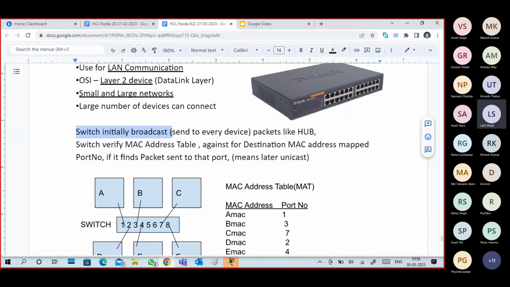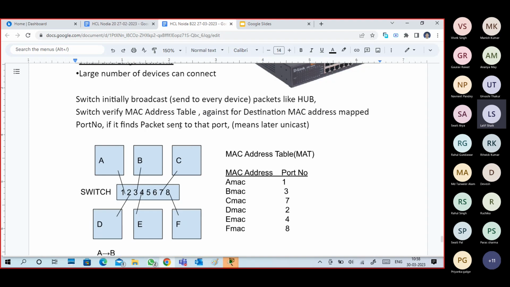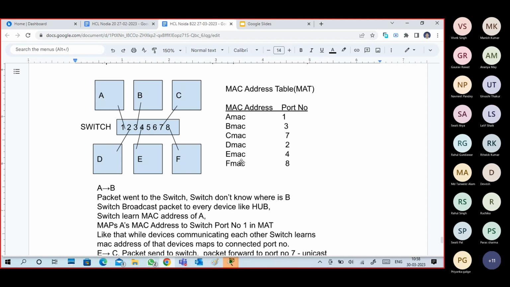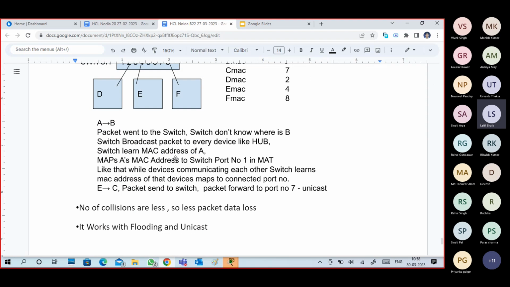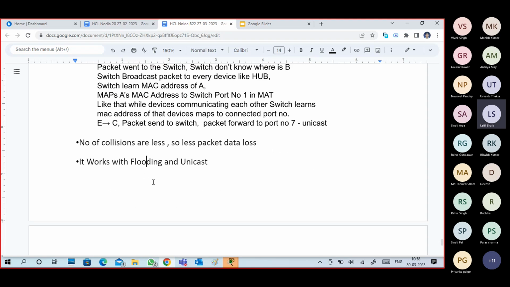The switch initially broadcasts, which means it sends a packet to every connected device, like a hub. The switch verifies the MAC address table for the destination MAC address mapped to a port number. If it finds one, the packet is sent to that port number only. It means initially it is broadcast, but once the MAC address table is created, it becomes unicast. I've written this A to B communication like that. The number of collisions is less, and so there is less packet data loss.